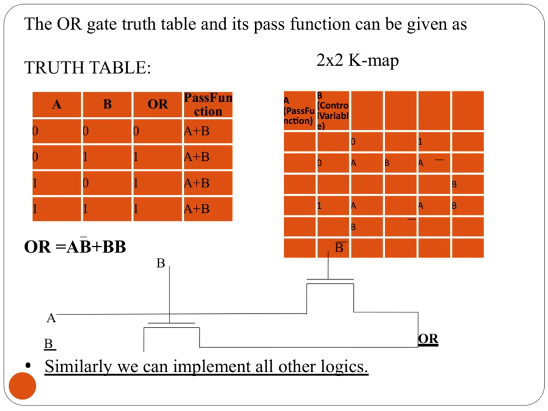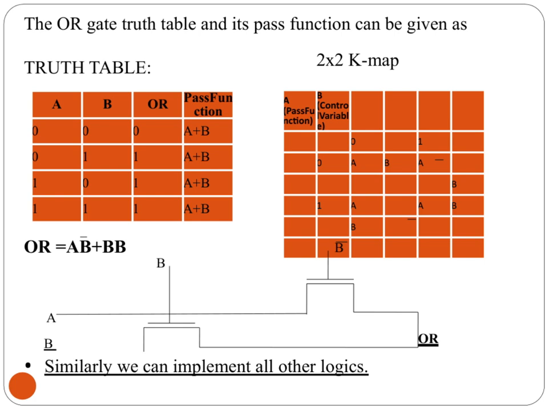The pass function for the OR gate can be expressed as AB plus BB, which simplifies the logic. This is also illustrated in the 2x2 Karnaugh map, which helps visualize how the output depends on the control variable B and input A. Essentially, the OR gate allows a signal to pass through if either A or B is active.